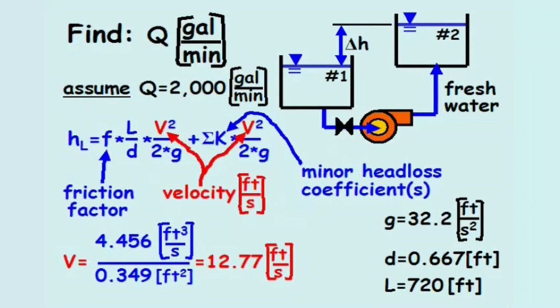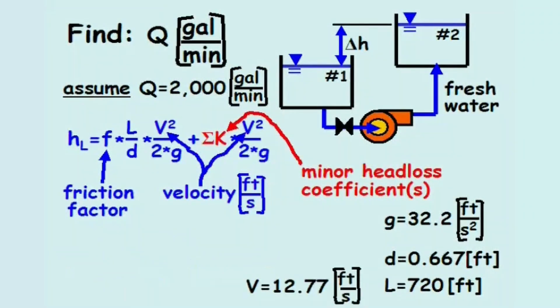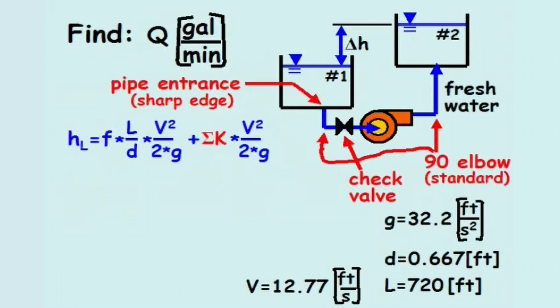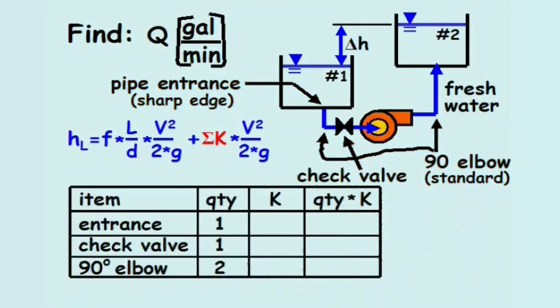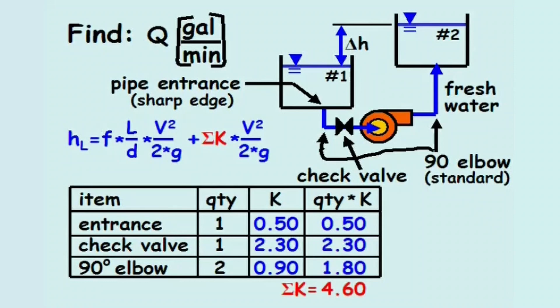With the velocity solved, we'll next determine the sum of the minor head loss coefficients. The problem statement identified the system as having a sharp edge pipe entrance, a check valve, and two standard 90-degree elbows. The head loss coefficients for these three items are looked up and added to the table. Since there are two elbow fittings, we'll multiply the quantity of each item by its k value and find the sum, which is 4.60.